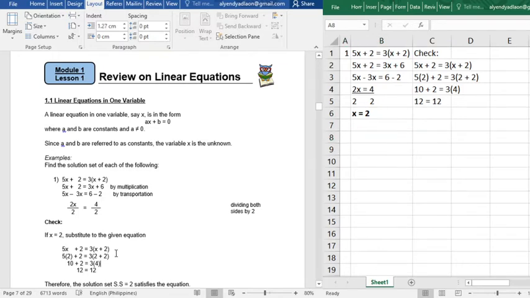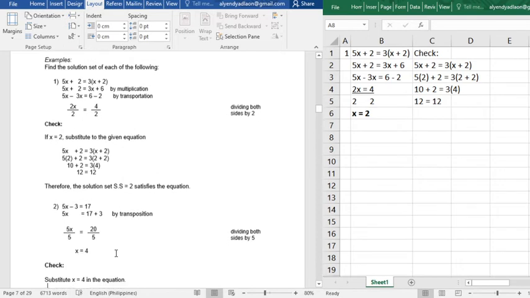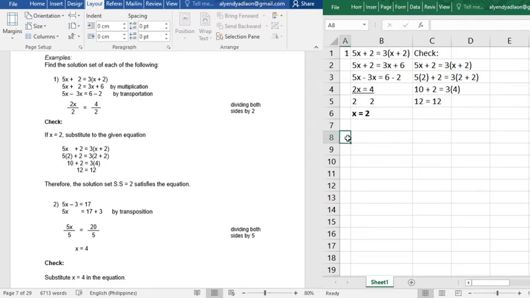Now next, we have the next example, 5x minus 3 equals 17. Now to discuss, we have 5x minus 3 equals 17. So we have 5x equals 17, and then from negative 3, it will now become positive 3. So we have 5x equals 20. Alright? And divide both sides by 5. Now 5x divided by 5, we have x, while 20 divided by 5, we have 4.